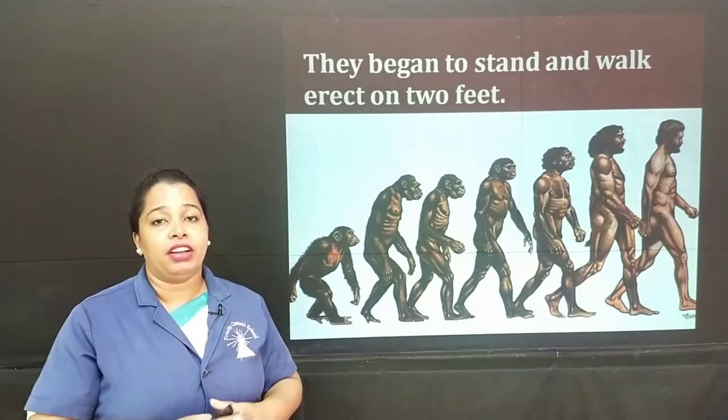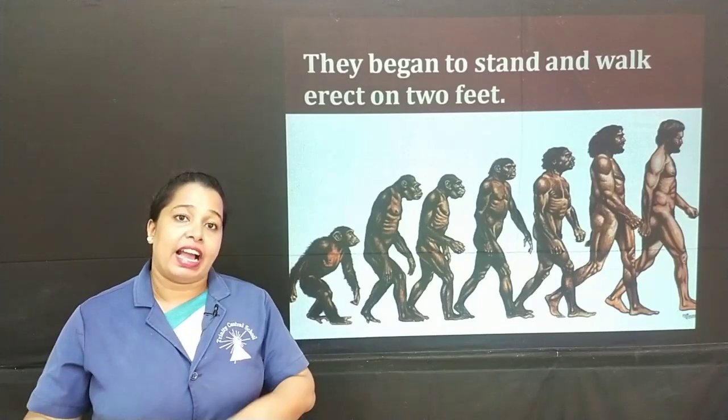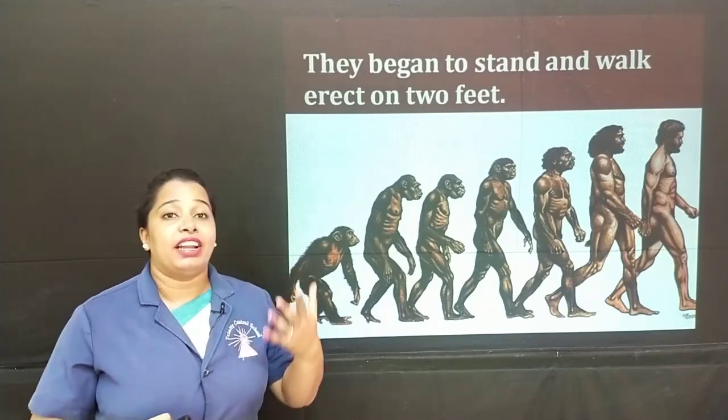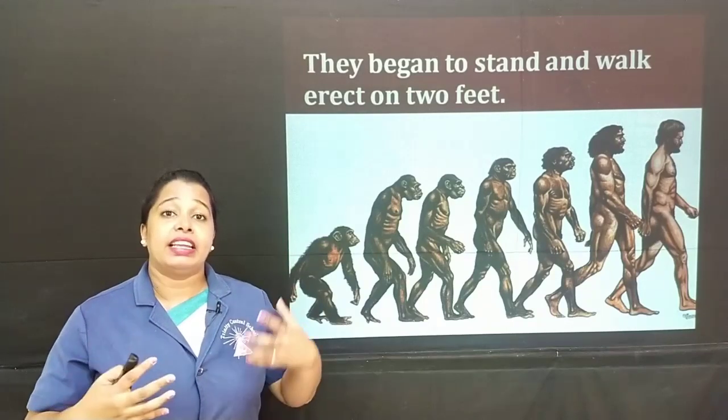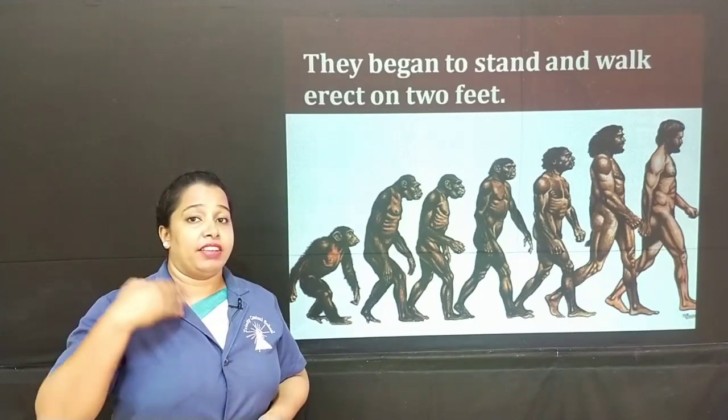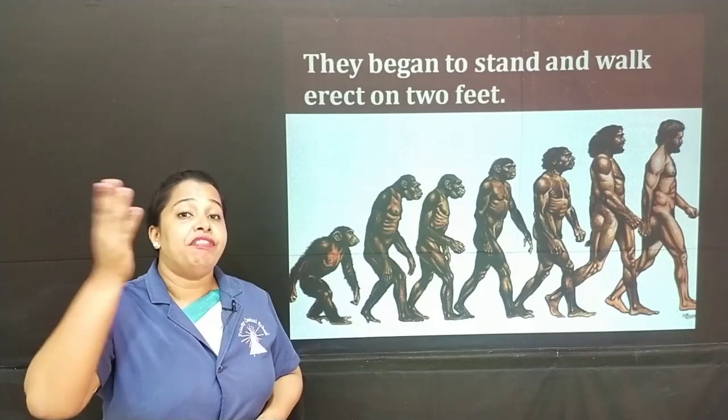Usually they used to go on their 4 legs. They used to use their hands and legs to move, and then they started to stand and walk erect. Once they started standing and walking erect, they were able to see the things that were far from them.